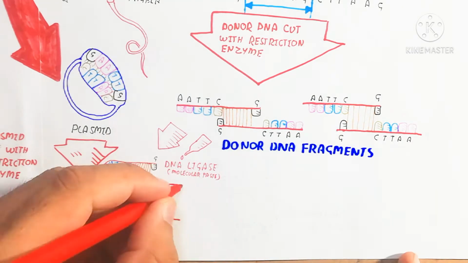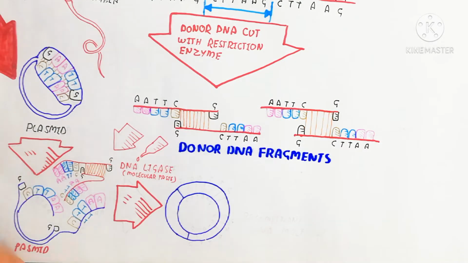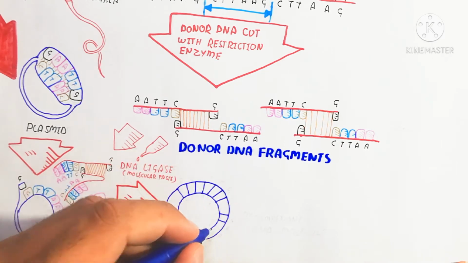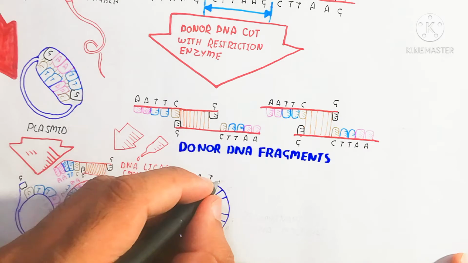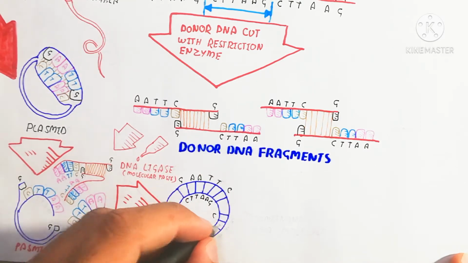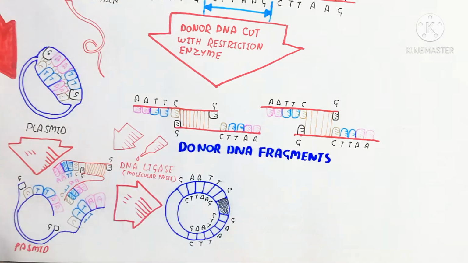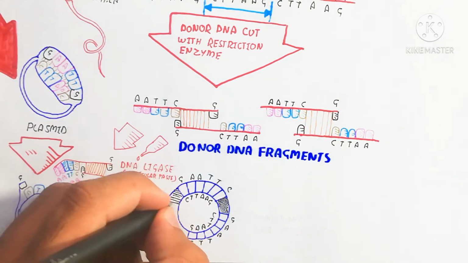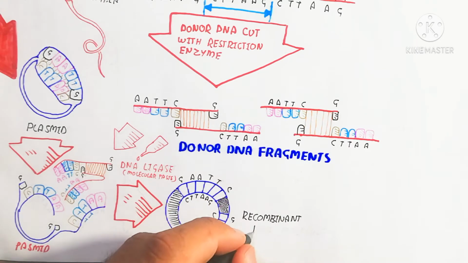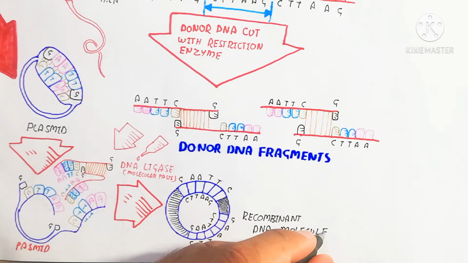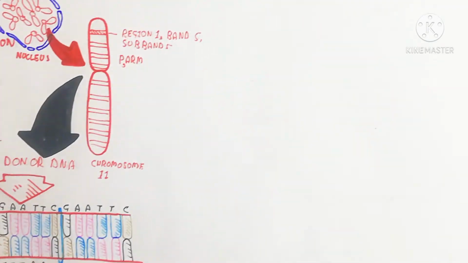Here we use the DNA ligase enzyme as a molecular paste to bind with the plasmid at the sticky end. So the sticky end is produced, and the complementary strand of the segment will bind, and after the binding, the recombinant DNA molecule is produced. So this is the recombinant DNA molecule.